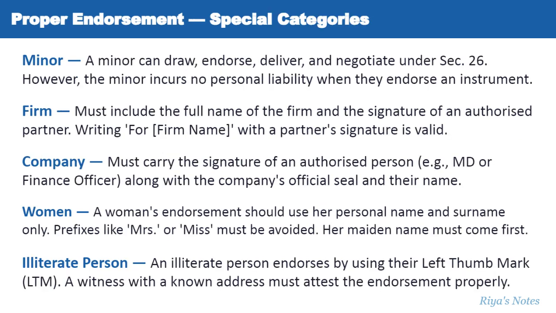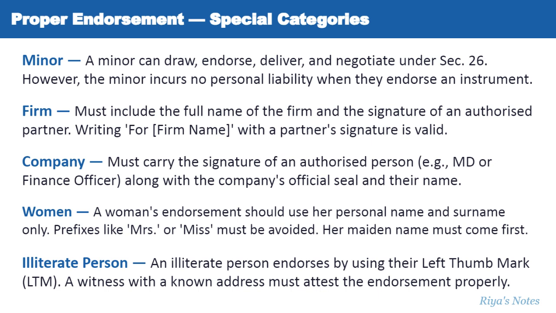Proper endorsement. Special categories. Minor. A minor can draw, endorse, deliver, and negotiate under Section 26. However, the minor incurs no personal liability when they endorse an instrument. Firm. Must include the full name of the firm and the signature of an authorized partner. Writing the firm name with a partner's signature is valid.